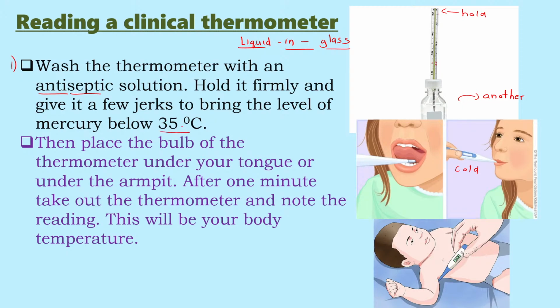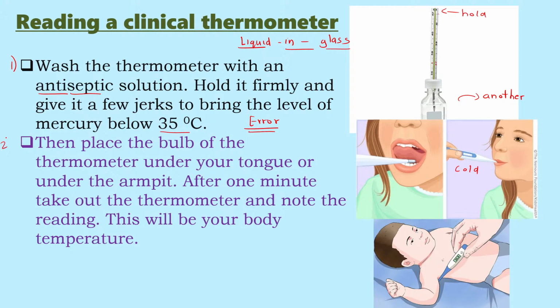So the mercury line, which is showing somewhere here, has to go down, so that you get an accurate reading and it is not the previous reading. All this is done to avoid reading errors or mistakes. So you have to give a few jerks.